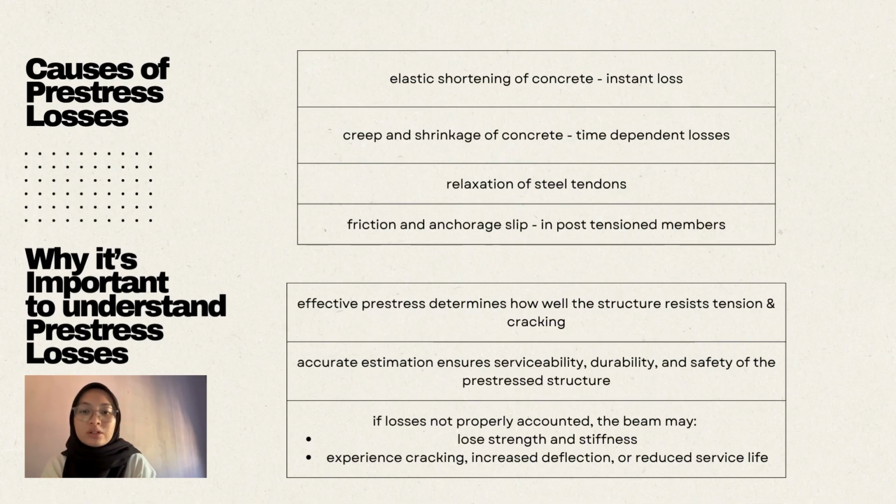Moving on to the causes of pre-stress losses. Firstly, the elastic shortening of concrete, which is an instant loss. Second, creep and shrinkage of concrete, which are time-dependent losses. Third, relaxation of steel tendons. And the fourth is friction and anchorage slip, mainly happening in post-tension members.